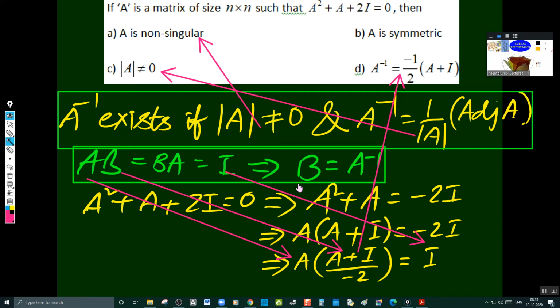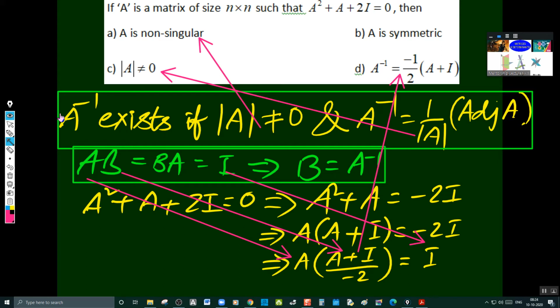Yeah, I have clearly shown with arrow marks there, the definition of inverse is AB is equal to I. So A written as it is, and in place of B, you have A plus I by minus 2. So, or BA is equal to I, you can write that. So when AB is equal to BA is equal to I, then B is said to be inverse of A. So A inverse is B from the definition. That's it.